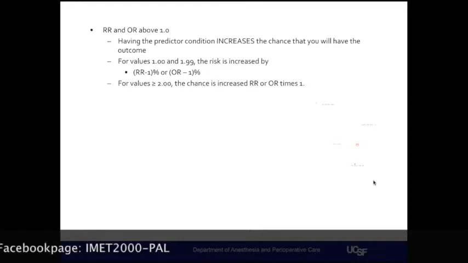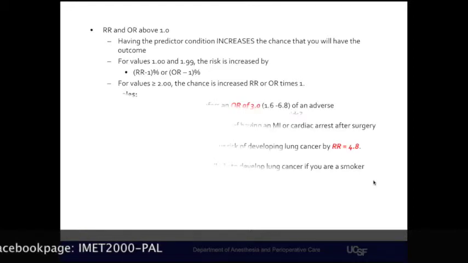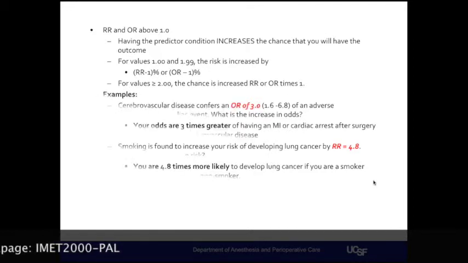So describing relative risk and odds ratio in simple terms, if you have a relative risk or an odds ratio greater than 1, that means that having the predictor condition increases the chance that you will have the outcome. So if the value of a relative risk or an odds ratio is between 1 and 2, the risk of your outcome is going to be increased by your relative risk minus 1%, or odds ratio minus 1%. And I'll give you an example of that in a minute. For values of 2 or more, the chance is increased by the relative risk or the odds ratio times 1.